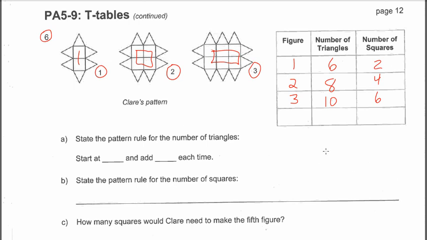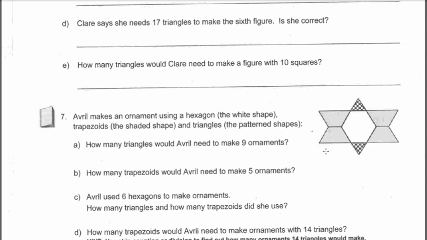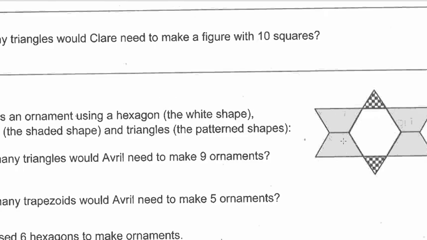And finally on that page, it's got a similar question, and this is to be done in your notebook, and it's about ornaments and shapes. So we got the hexagon in the middle, the trapezoids are the shaded ones here, and the triangles, of course, are the checkered.